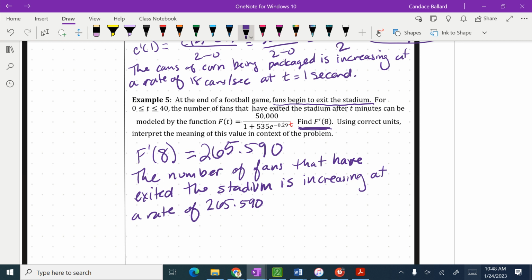265.590. Now we have to label it. Every time we do one of these, it has to be something per something, or something per something per something. So what is our label going to be? What do you think? Fans per what? Minute. If you're confused, the time always goes second, because the time is always going to be our x values. So if you're totally confused on that part, default to putting the time second.